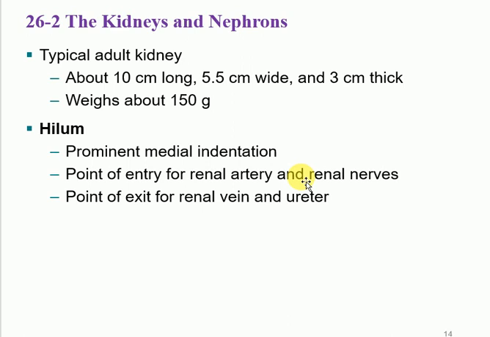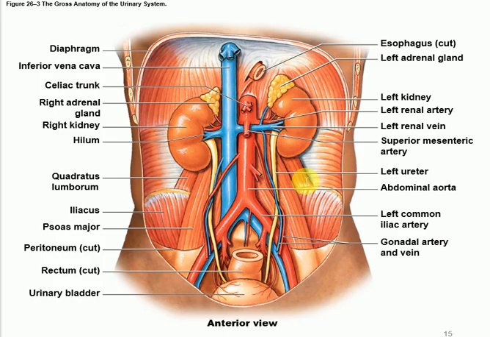Renal artery and renal vein enter. I'm sorry, I mean renal nerves. Renal artery and renal nerves enter. What leaves? Renal vein and ureter. Very important. You have to know exactly what enters and what leaves. So if you look at this picture here, you see the renal artery entering, nerves are entering, vein and ureter right here. Both of those are exiting.